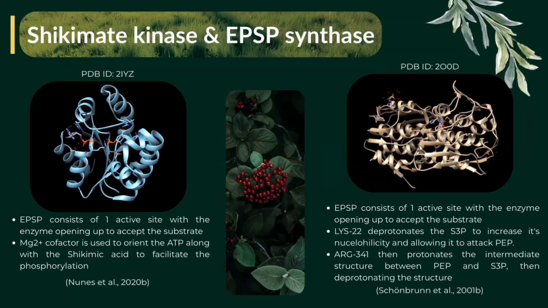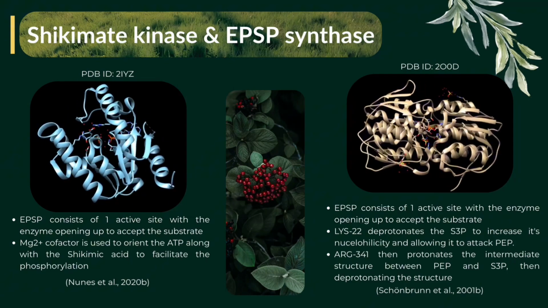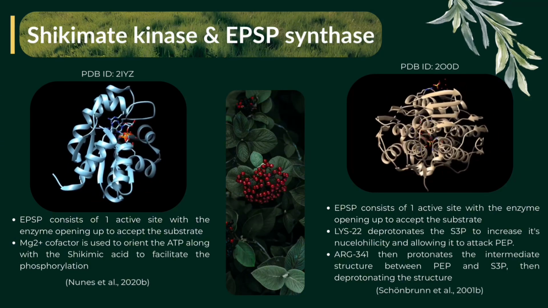Shikimic kinase has 1 active site that utilizes a magnesium 2+ cofactor to orientate both the shikimic acid and ATP and decrease the atomic distance between each of them to facilitate the phosphorylation reaction.